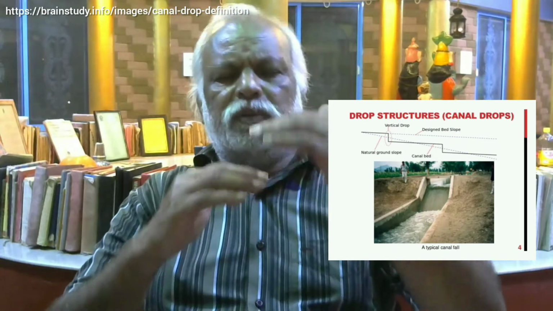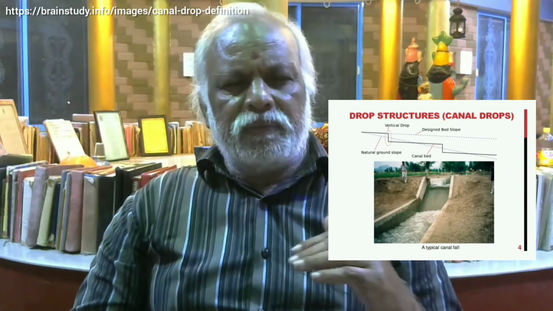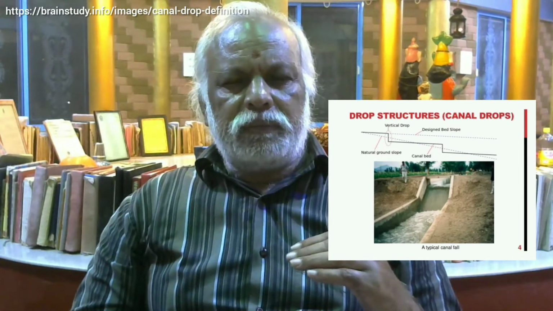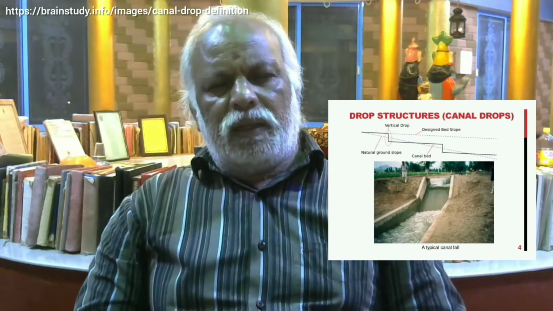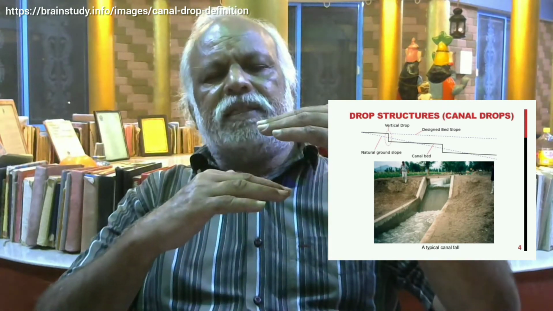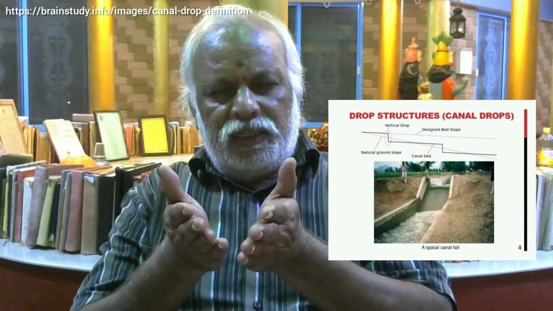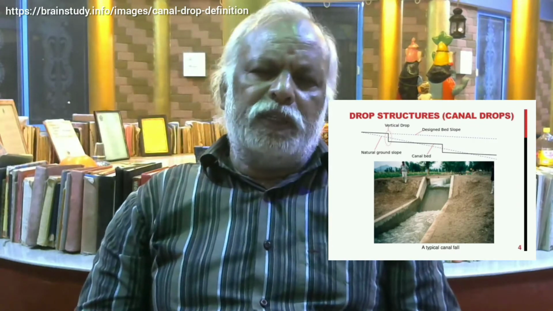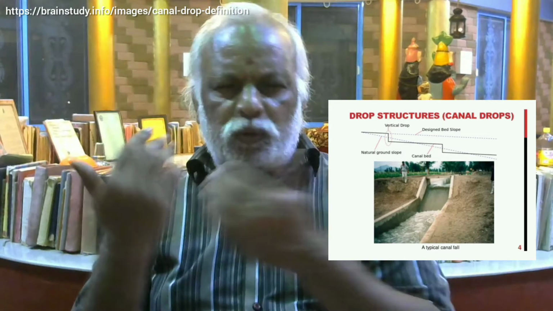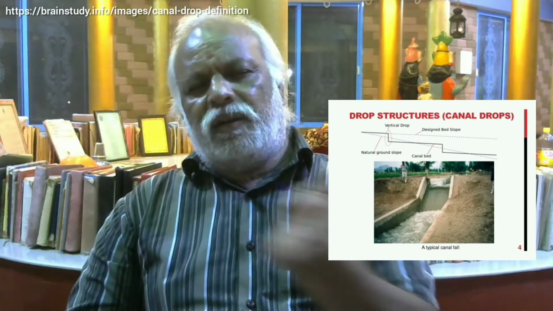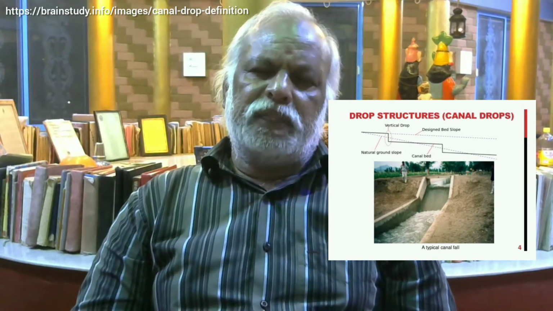Canal drop. So you have a masonry structure, usually well protected, protecting the level difference, and you have a notch. Through the notch, just like this, one or a pair of notches will be there. Through the notches, water will fall to the depressed part.